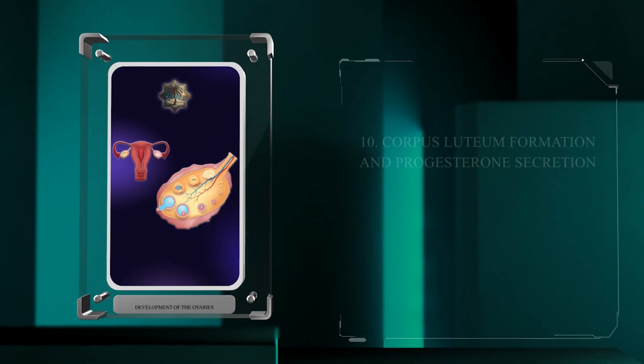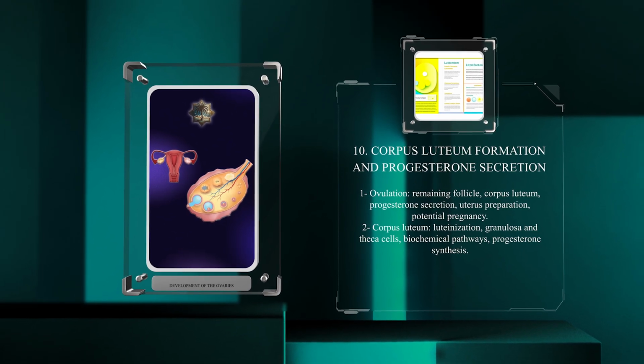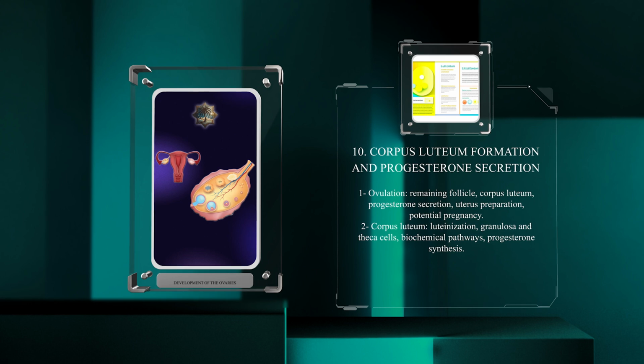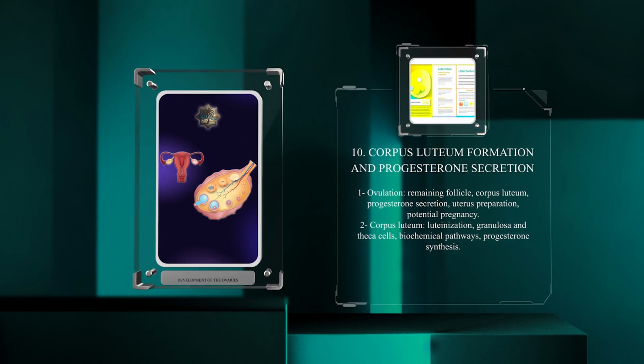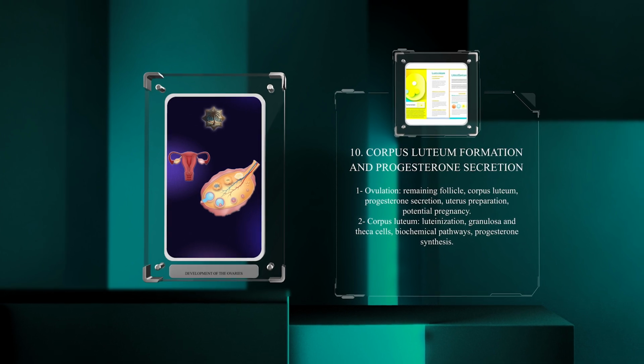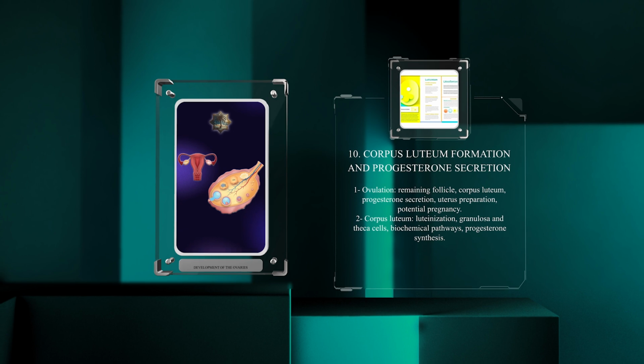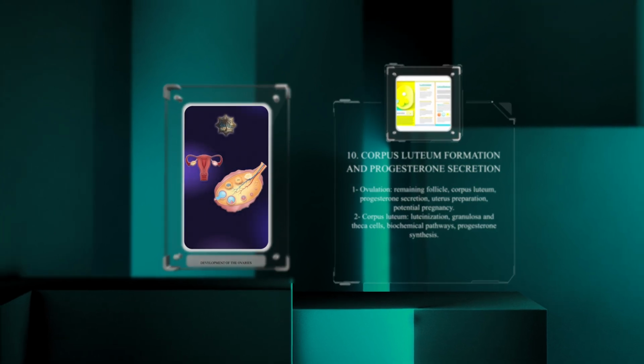Following ovulation, the remaining follicle transforms into a specialized endocrine structure called the corpus luteum. The corpus luteum is responsible for secreting progesterone, a hormone essential for preparing the uterus for a potential pregnancy. The formation of the corpus luteum is characterized by the luteinization of granulosa and theca cells, leading to the activation of numerous biochemical pathways that facilitate progesterone synthesis.